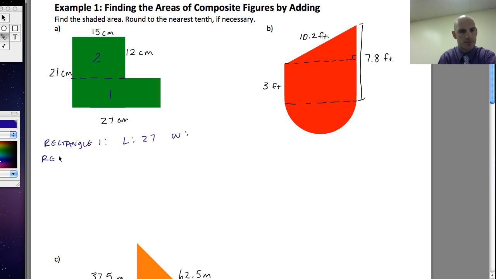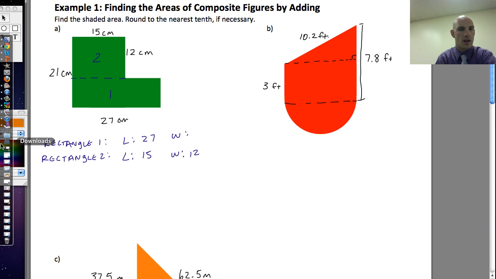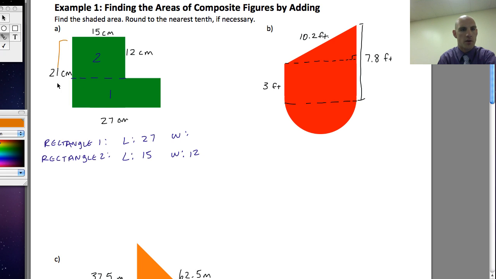What about rectangle 2? Well, rectangle 2 is going to be length 15, and the width is going to be 12. I can already find the area of that one because it's 15 by 12. Let's do a little bit of simple subtraction to find what I need for the first one. If you notice, this whole thing is 21. Well, if this part is 12, I'm going to do 21, which is the whole thing, minus 12. So this is going to be 9 centimeters. So the width of this one is 9 centimeters.